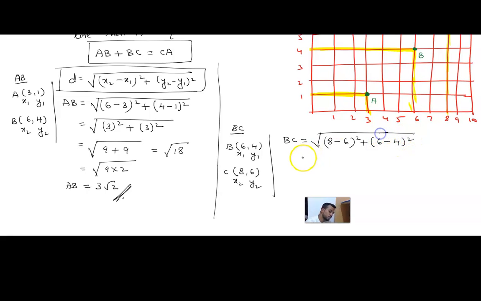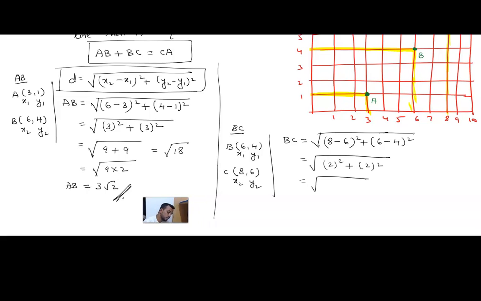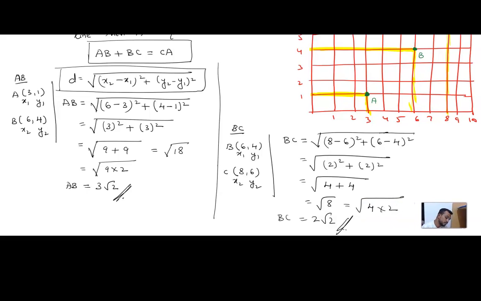4, whole square. So that is equal to root of 8 minus 6, that is 2 whole square, plus 6 minus 4, that is 2 whole square. So 2 square is 4 plus 2 square is 4. So 4 plus 4, that is 8. We are adding. So 8 is an even number? Yes. That is equal to root of 4 into 2. Perfect square is 4. 4 into 2, that is 8. What is square root of 4? That is 2. Then root 2 as it is. So BC is equal to 2 root 2 units.